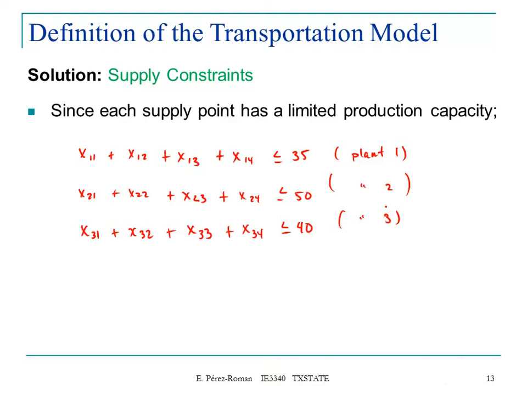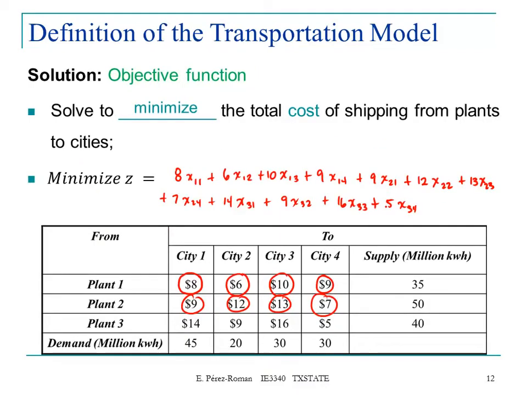Okay. And for the demand then, if you look at the tableau, you're basically going this direction, like x11, x12, x13, x14, less than 35. Same here, same here. Those are the three constraints. Now, if you are going to look at the demand, then instead of going in this direction, you're going this direction. So, you're going to have a supply from plant 1, supply from plant 2, supply from plant 3 to city 1.